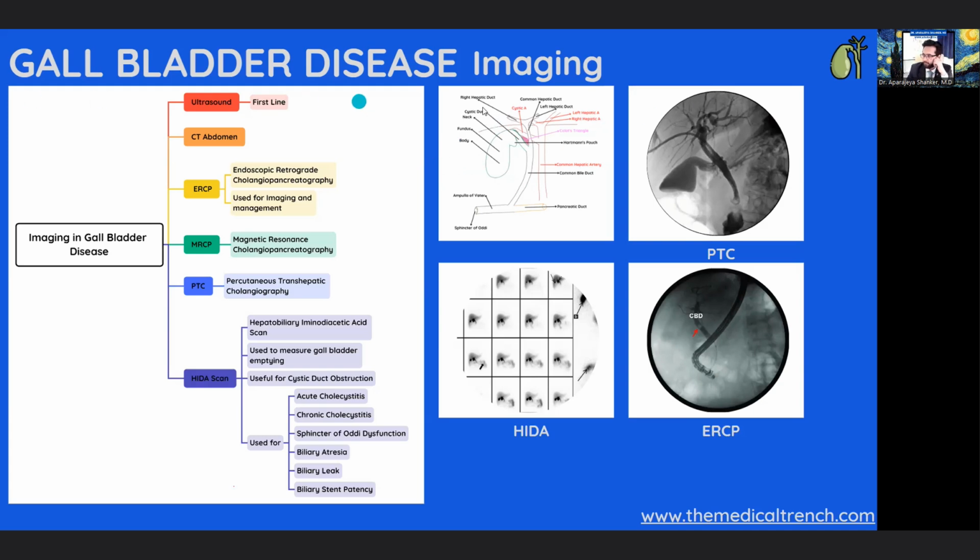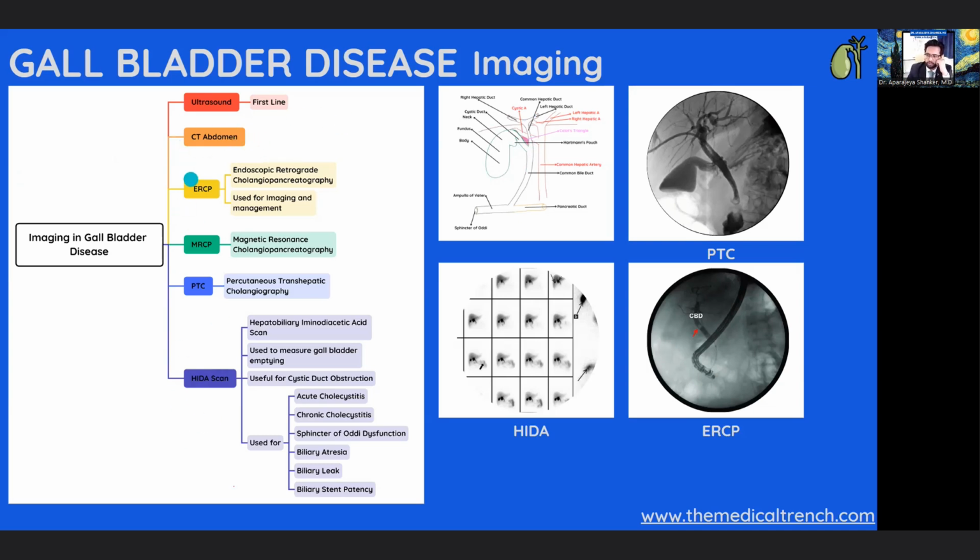And what variant anatomy looks like is you may sometimes have the common bile duct just bypass the ampulla of Vater. In some patients, the pancreatic duct is separate from the common bile duct. In some patients, the gallbladder has two outpouchings, like two ducts coming out instead of one. So in order to better understand that, you do a CT abdomen.